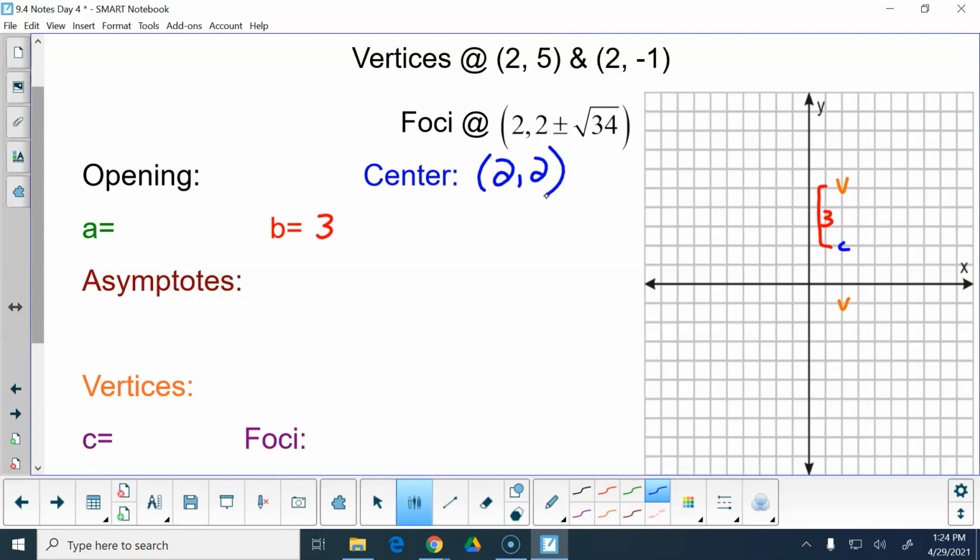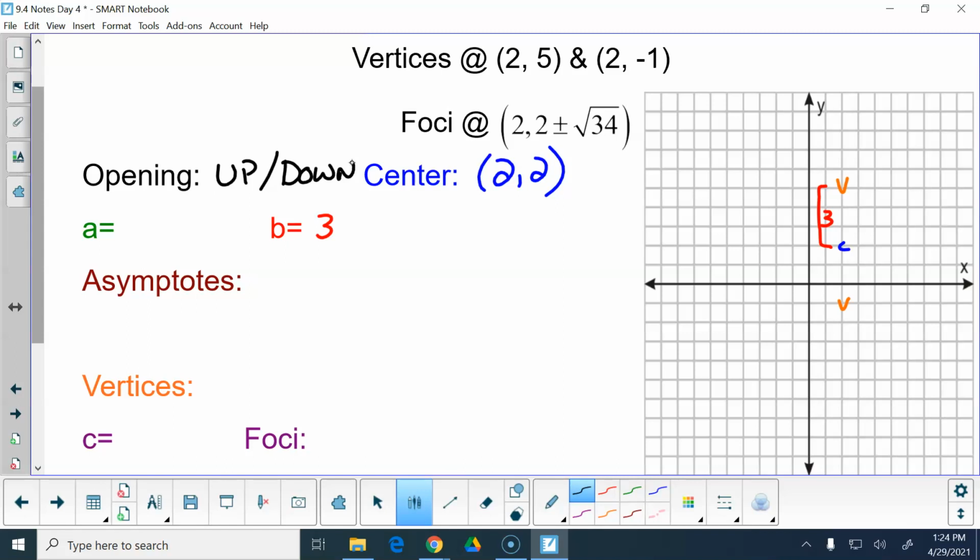What else we got? A big one that we should always start with too. Opening up and down, right? Okay? Because everything's aligned vertically. What do you got, Louis? We have C. What's C?